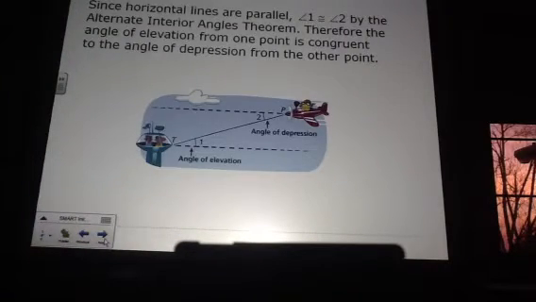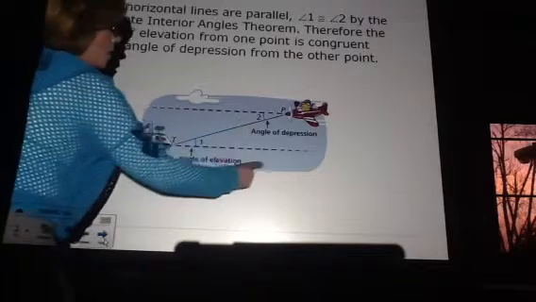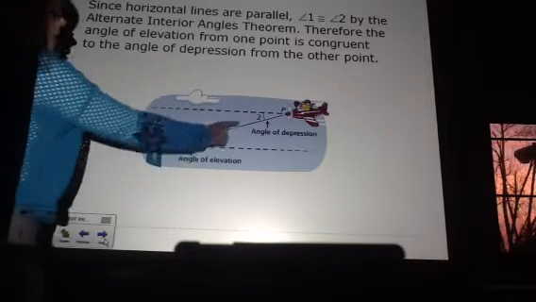Since horizontal lines are parallel, so you've got this horizontal line, they are parallel. Therefore, you know that this angle of elevation and this angle of depression are congruent because of your alternate interior angles theorem.